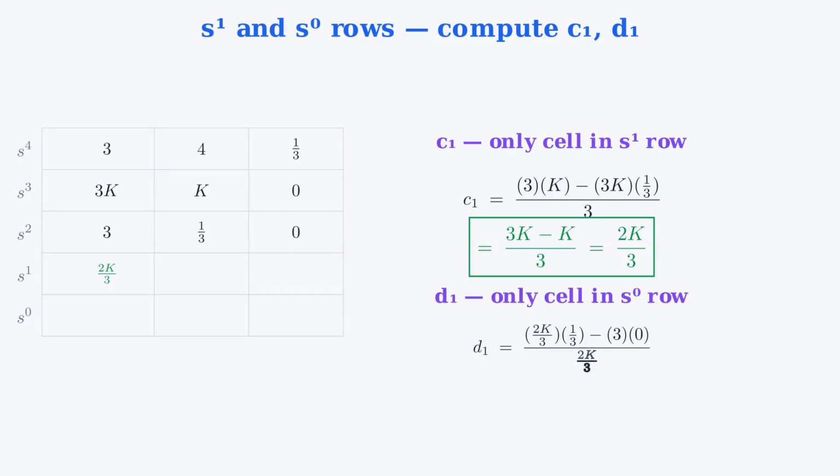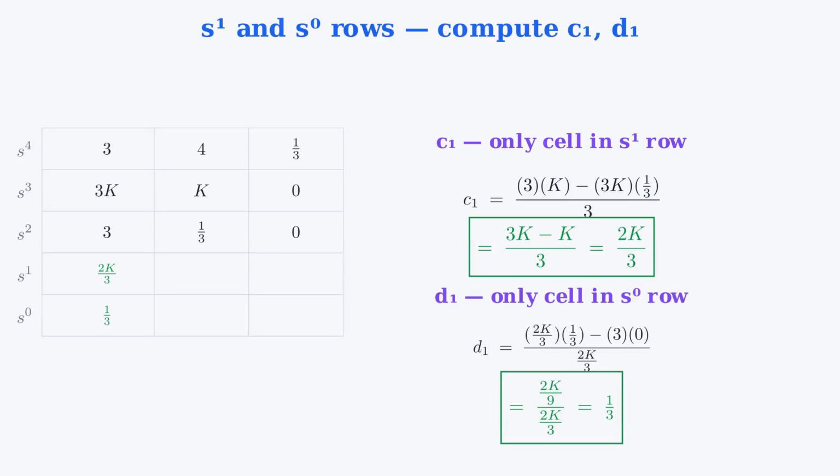The s to the 0 row. One cell, call it D1. Take the block. Top row 3 and 1/3. Bottom row 2k over 3 and 0. Cross multiply. 2k over 3 times 1/3 is 2k over 9. 3 times 0 is 0. Subtract. 2k over 9 minus 0 is 2k over 9.